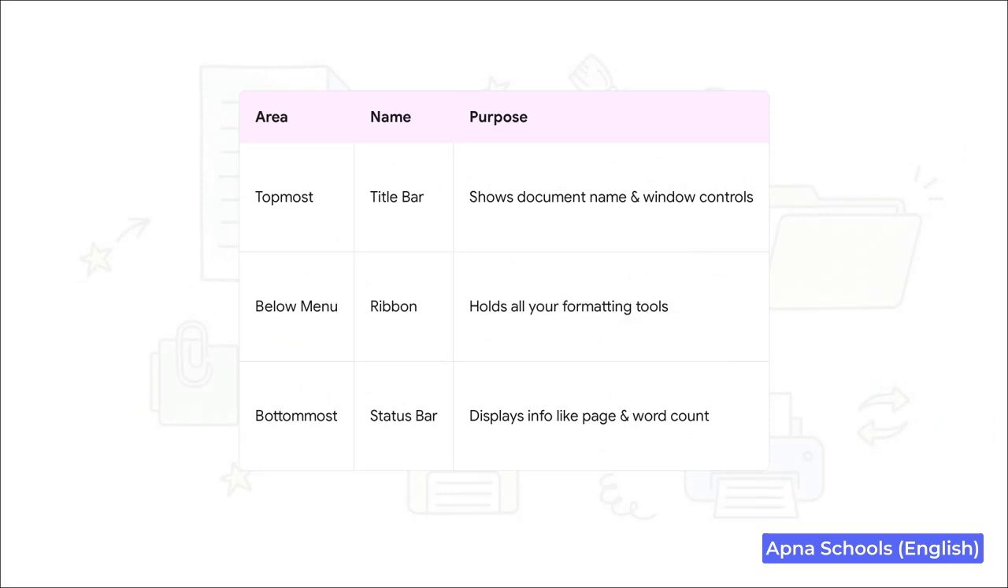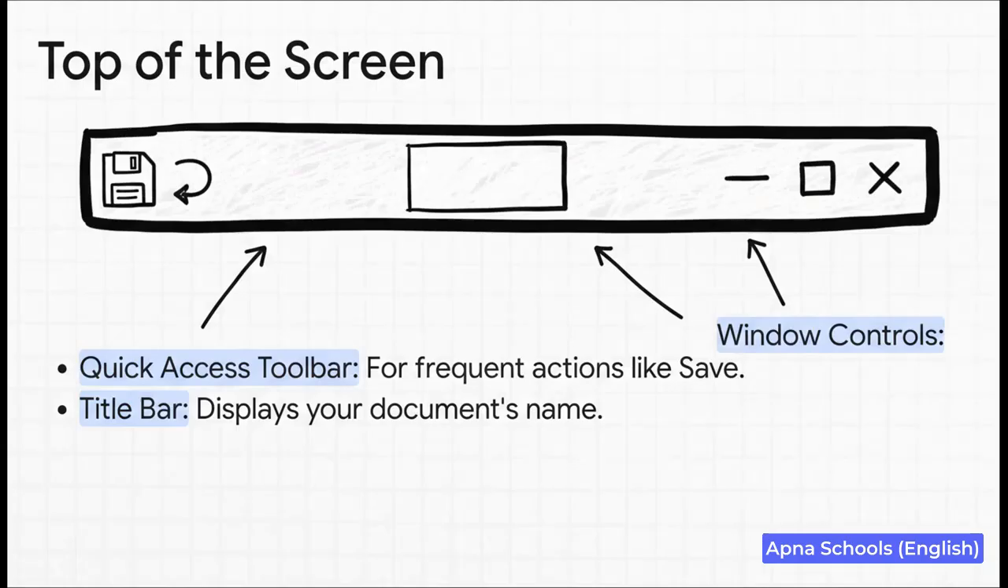Way up at the top, that's the title bar. Right below that, you have this big thing called the ribbon. That's where all your tools live. And way down at the bottom is the status bar, which gives you all sorts of useful info at a glance. All right, let's zoom in on that top section.